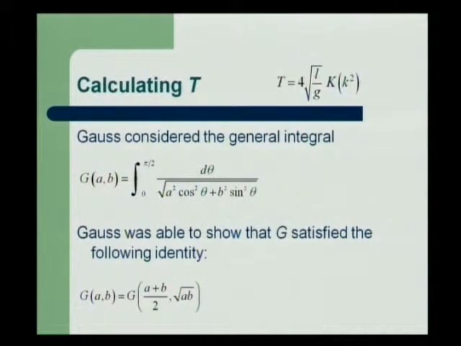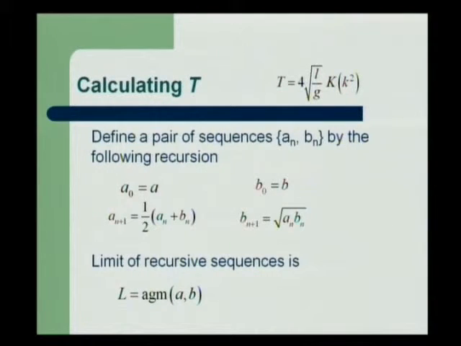We now wish to calculate T. To do this, we look at the general integral G of a and b considered by Gauss. Gauss was able to show that G satisfied the following identity. Now if we define a pair of sequences, a_n and b_n, by the following recursion, it can be shown that these sequences converge to the same limit. And we denote this limit as the arithmetic geometric mean of a and b.